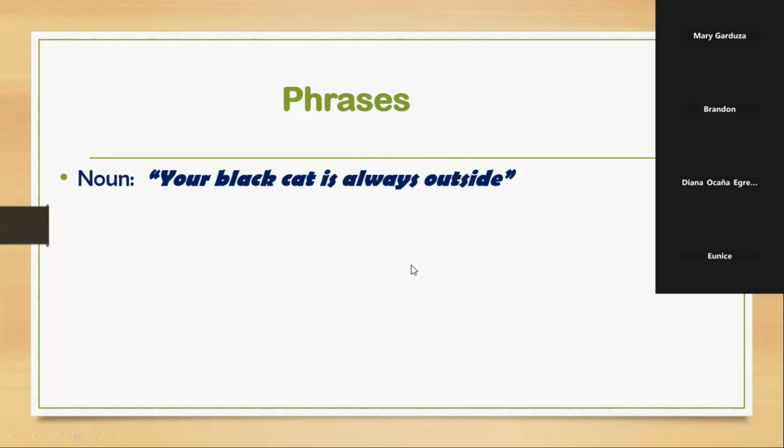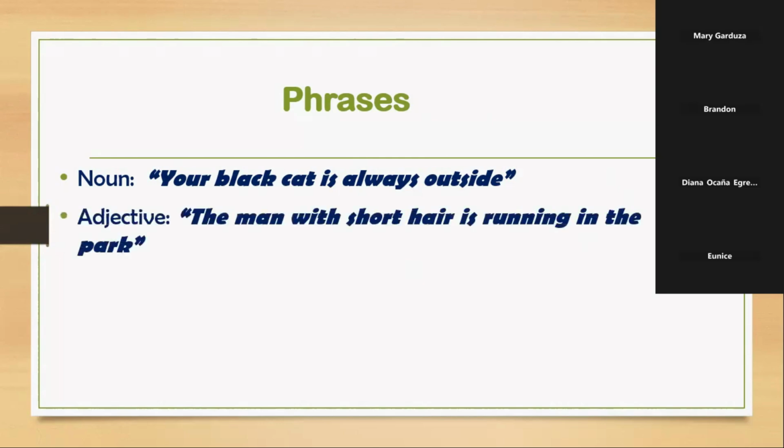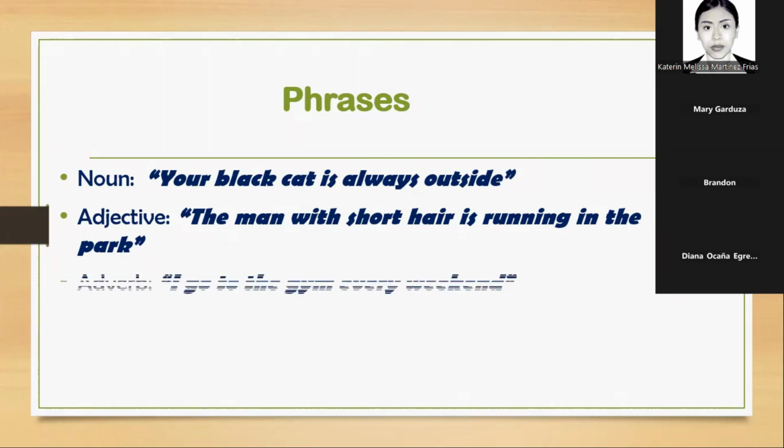Okay, so here we have, remember, at the beginning of the session I was mentioning the word noun. Your black cat is always outside. In this case, the black cat is the noun phrase, right? Here we have the adjective: the man with short hair is running in the park. The adjective is short, but we have the phrase short hair.